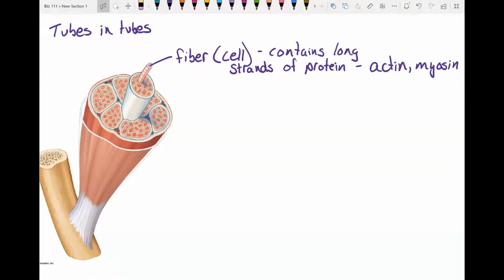Each fiber has a cell membrane called the sarcolemma. So every cell has a membrane. You've already learned about cell membranes in a previous chapter. When you're talking about a muscle cell, you give that membrane a special name. Sarcolemma is just the membrane of a muscle cell. These cells are then wrapped in another layer of tissue called endomysium.